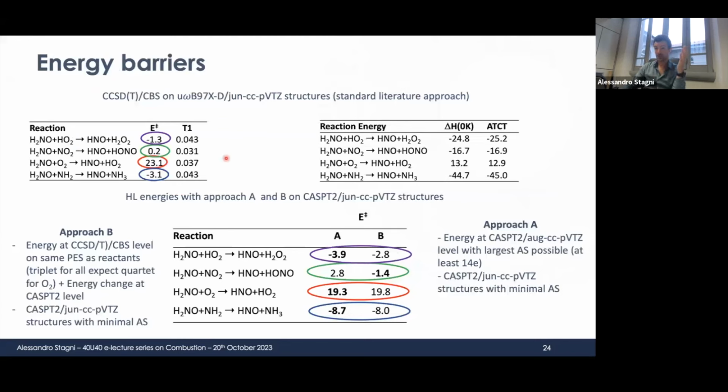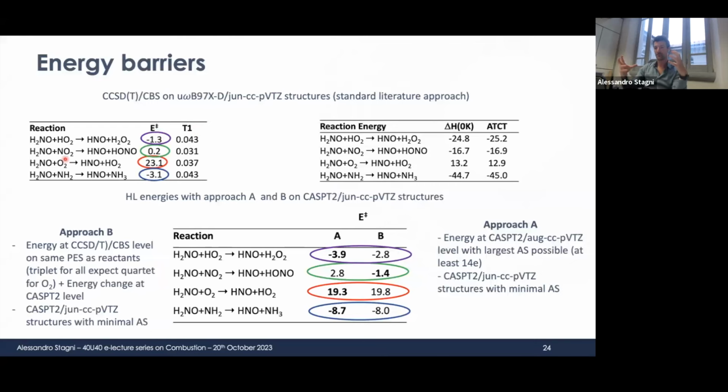Then I already told you that we tried to use two different approaches to evaluate the energy barriers. If we use a standard approach, so we determine the energy at the DFT level, then energy at the coupled cluster level, we obtain these values of energy barriers. For all of these reactions, we obtained this value. This is the T1 diagnostic, and the high value of the T1 diagnostic means that the reaction shows a strong multi-reference character.